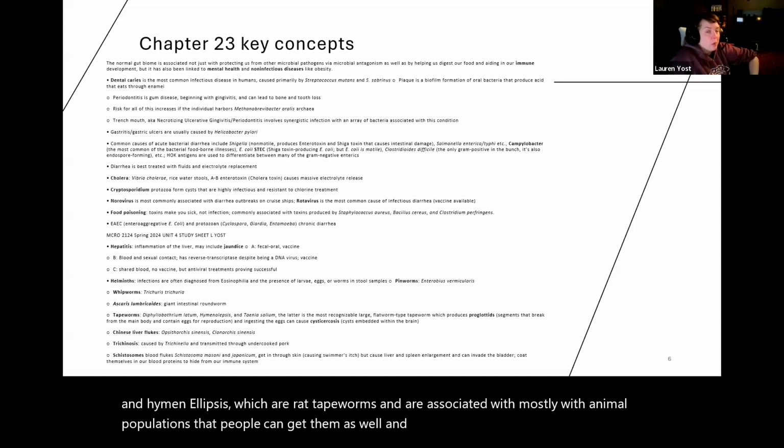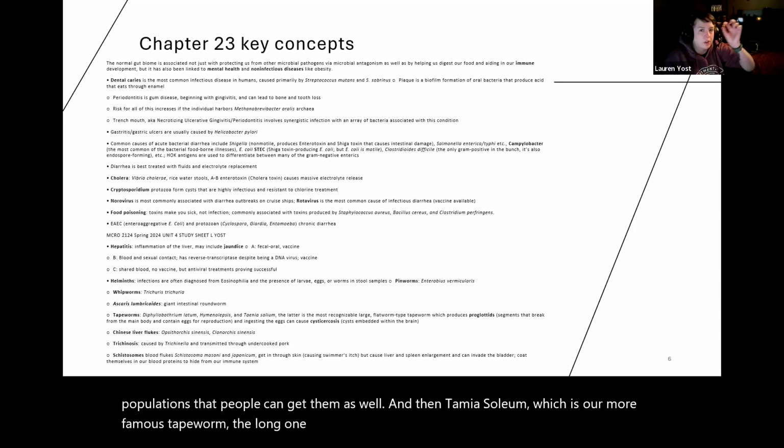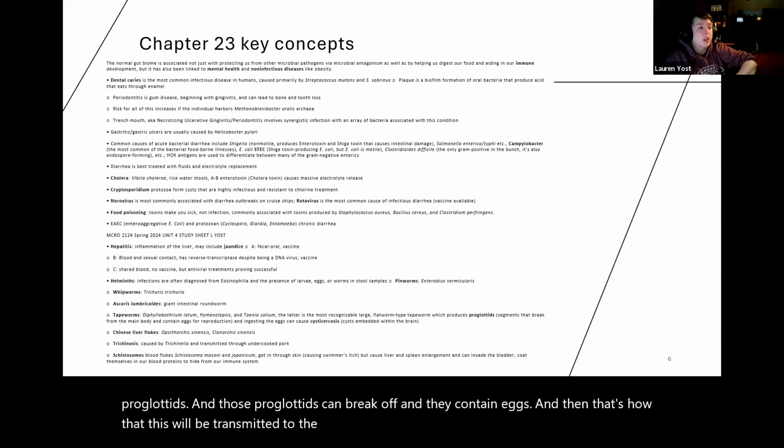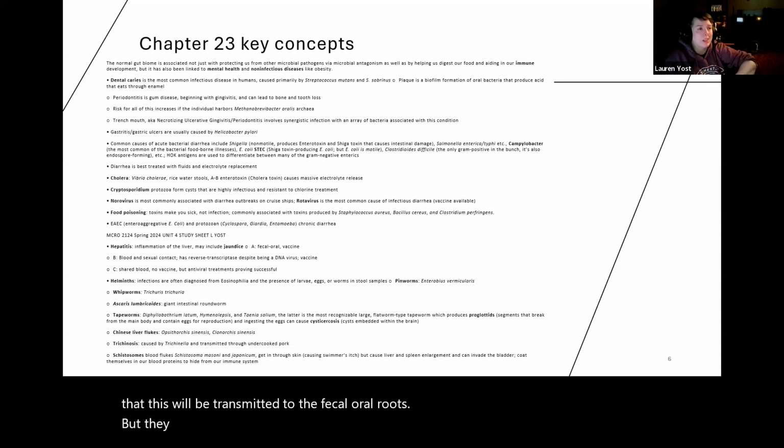And then Taenia solium, which is our more famous tapeworm, the long one that consists of the different segments that we call proglottids, and those proglottids can break off and they contain eggs, and then that's how this would be transmitted through the fecal oral route. But these guys also can form these encapsulated structures. They were what we call encysting.